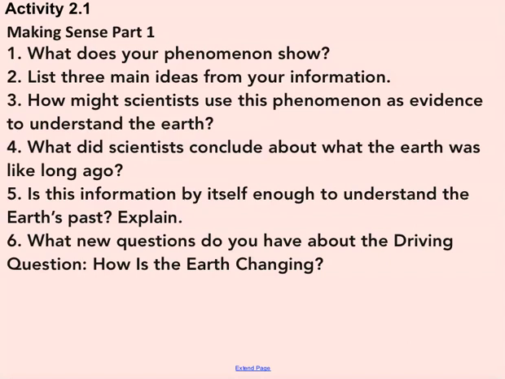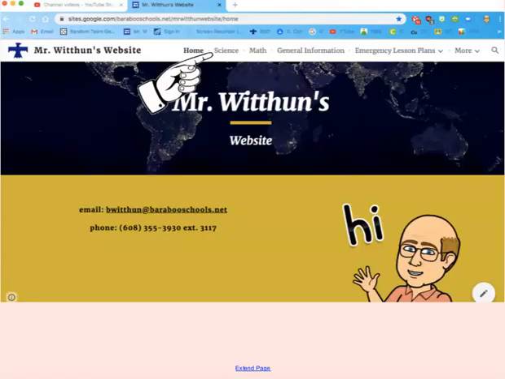So how do you find these phenomena? Well, they're all on my website. How do you find my website? It's not very complicated. Type in Mr. Wittoon's website. So Google it, Mr. Wittoon's website, and it should be the only site that pops up. And when you click on it, it's going to give you this page.